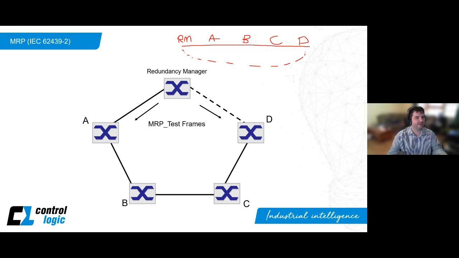There's no path there. So if the ring manager was to fail, A, B, C, and D would still communicate without any need for the ring manager. So more or less, if it's not there, it's not needed anymore, because its only job is to make sure that this link is not active. Hopefully that's answered the question.